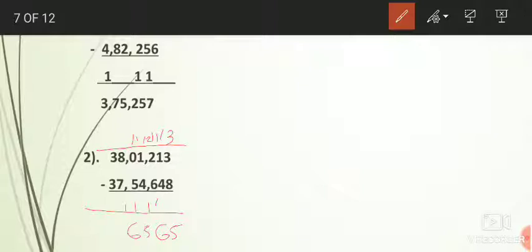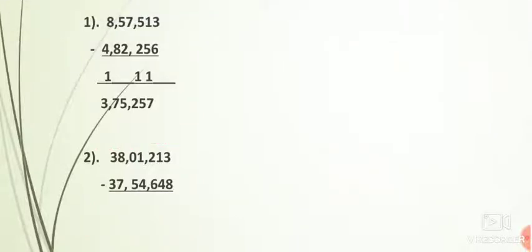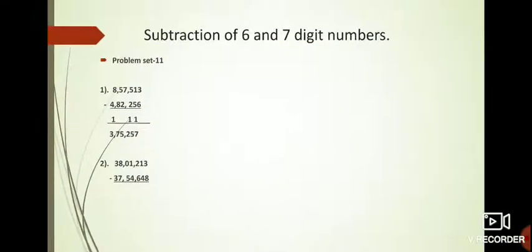Now 5 plus 1 is 6. 6 we can't subtract from the 0. Again borrow 1 point, so it is 10. 10 minus 6 is 4. 7 plus 1 is 8. 8 minus 8 is 0, and 3 minus 3 is 0. So the answer is 46,556 students. See, the same example I solved here.